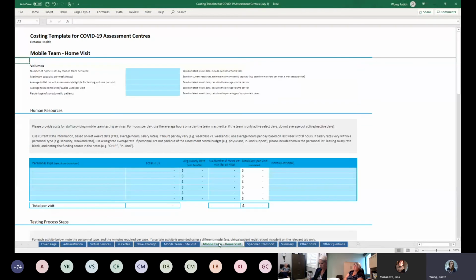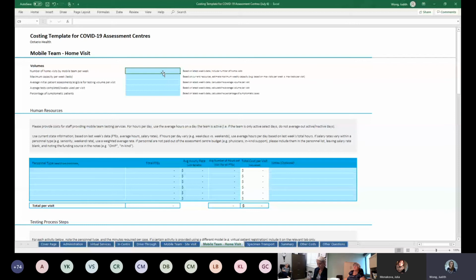Okay. Home visit is very similar to the mobile team in terms of the data we're collecting. I would point out that we are still asking for average volume per visit. I recognize that this may well be 1, but we didn't want to assume that it would always be 1. So go ahead and enter average volume of 1 per visit if that's the case. If it's not, enter what your average number is. And again, visits per week, and a similar data collection in terms of the activities, the supplies, and the transportation cost.